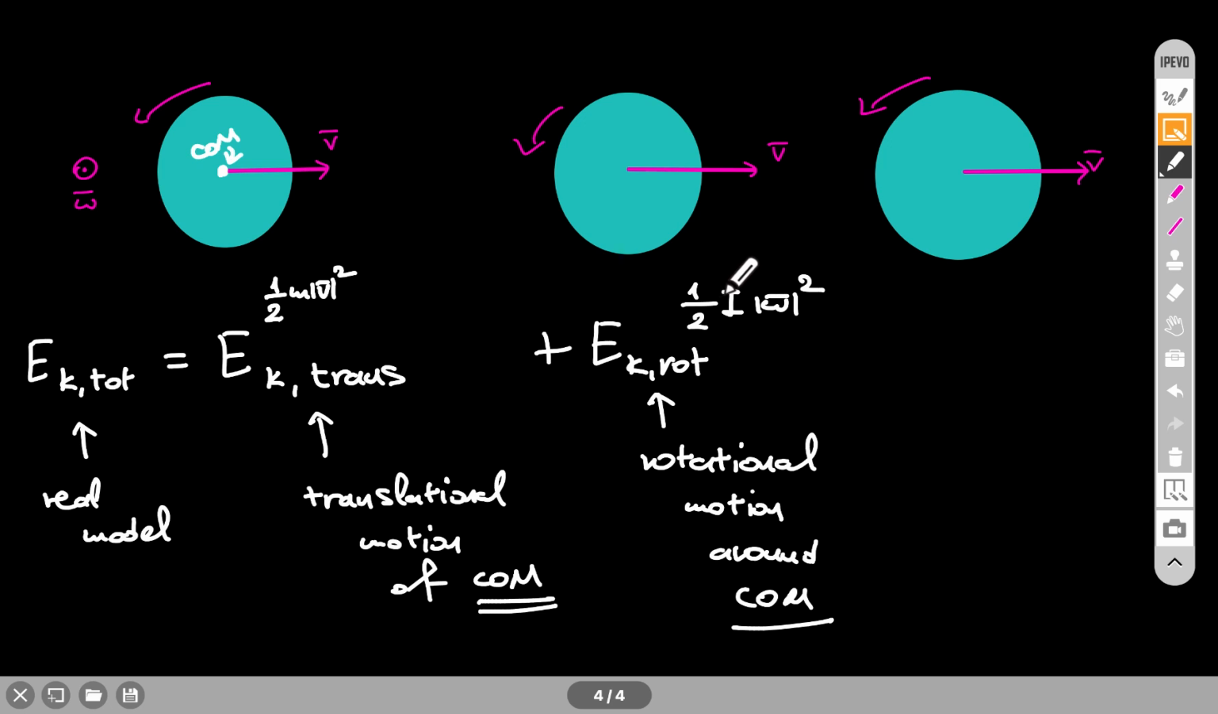So when you have a solid object and it is exhibiting both translational and rotational motion, you have to calculate both. You have to take both into account.